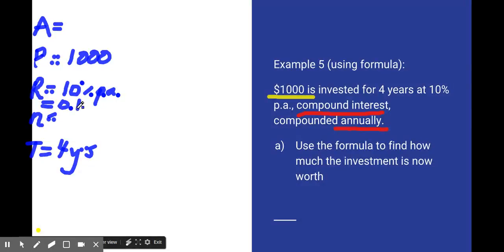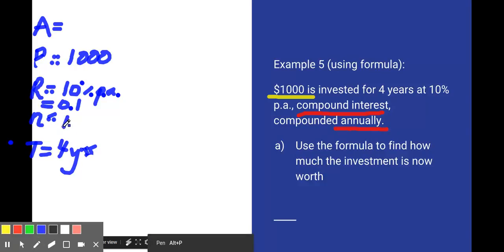And N stands for the number of compoundings. So it gets compounded annually, and it gets compounded annually for 4 years. So how many times does it get compounded? 4 times. So N equals 4.